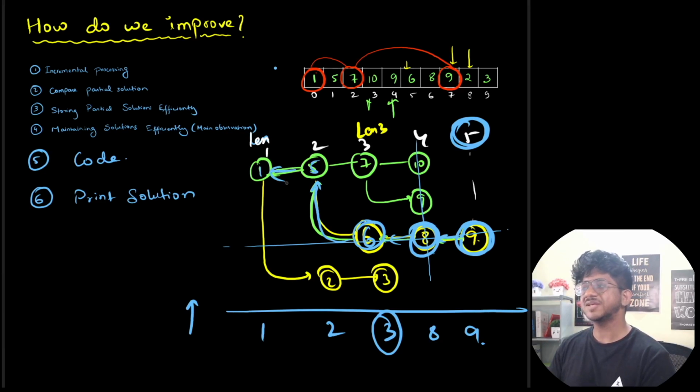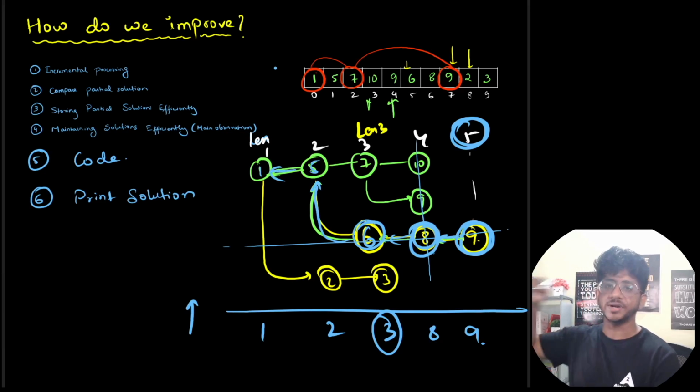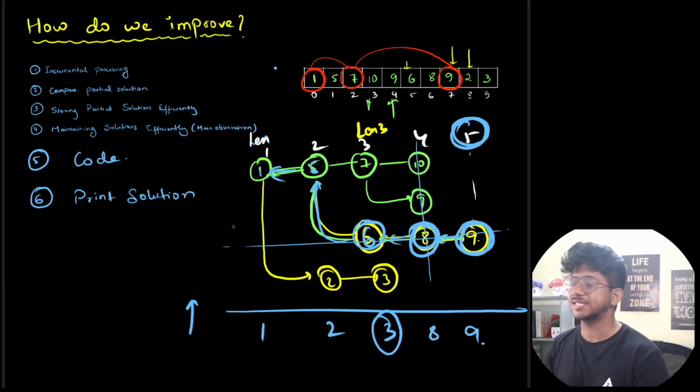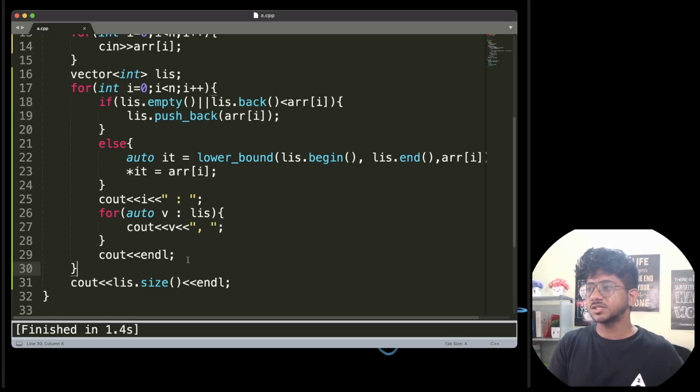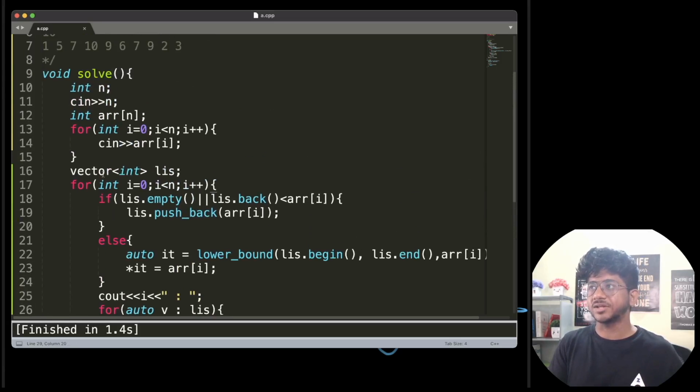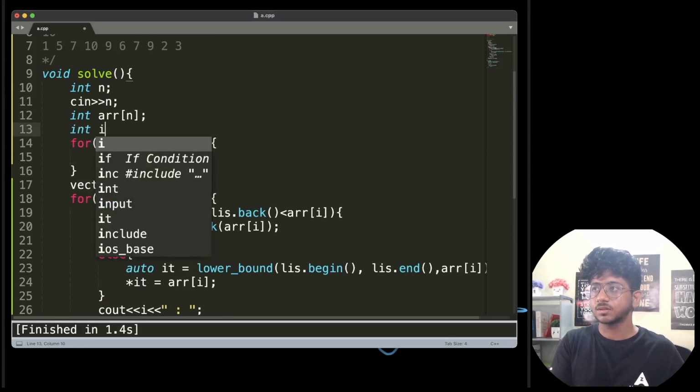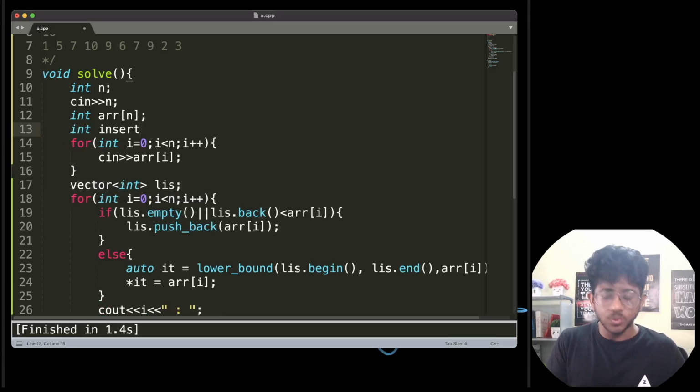There are many ways to implement this. You can keep a back pointer and try to save which element is getting inserted where. But I'm going to quickly show you one very, very simple way to do this. The way I generally do this is I'm going to find out another array, which is which element got inserted where.